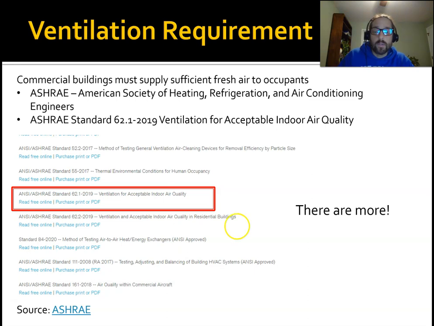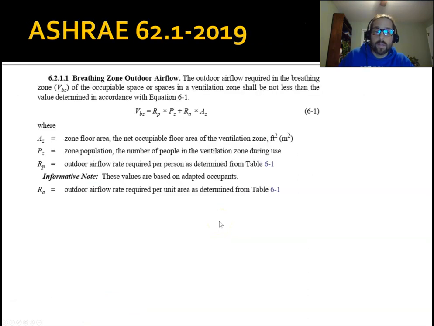You are free to look at the document from ASHRAE. You can actually view it for free online, and you'll see that it is well over 100 pages long. So as with most things, the codes and standards are pretty complex. So we're going to stick to the basic stuff here that indicates how much fresh air you need in a commercial building. So there's a few things that this depends on.